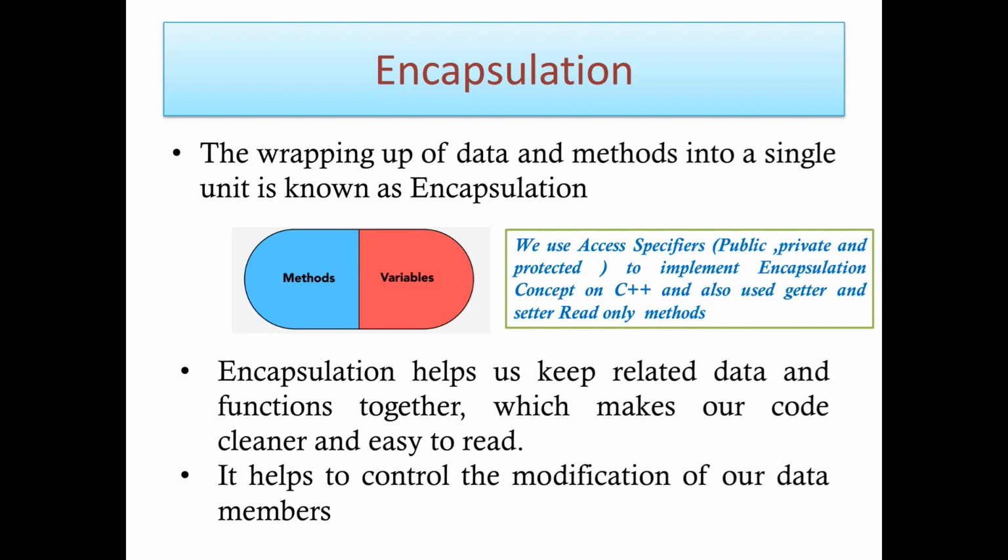Encapsulation helps to keep the related data and functions together, which makes our code cleaner and easier to read. It also helps to control the modification of our data members. So by using these access specifiers, we can provide the right authorization to different kinds of users.